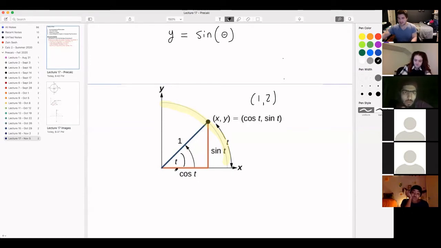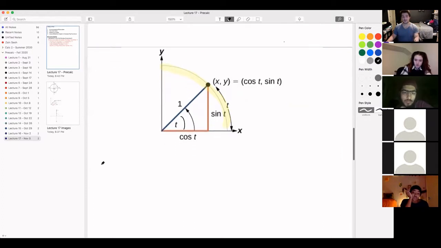So by definition, it will be cosine of t over 1, which is cosine of t. That's another way of looking at it. Anyways, this will become much more clear when we just do this example. So, example.